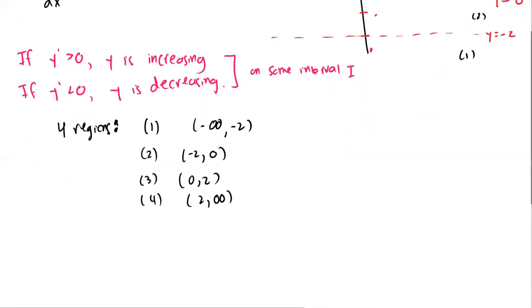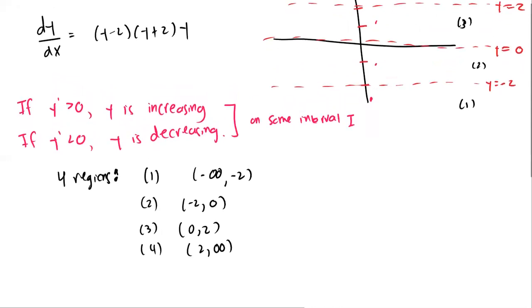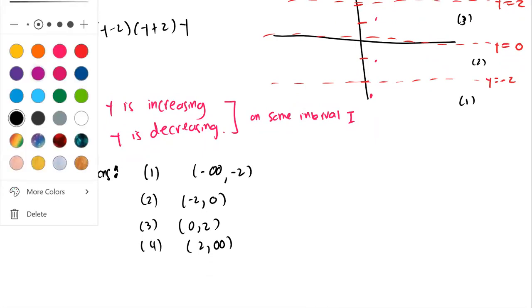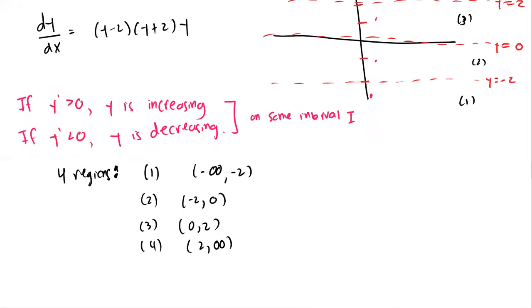Okay. So again, as you would do in calculus 1, simply pick a y value in each of these subintervals and plug it into this expression. So for example, let's say on the first interval, we pick y equals negative 3. So we pick y equals negative 3, plug it into the expression. So we have negative 3 minus 2 times negative 3 plus 2 times negative 3.